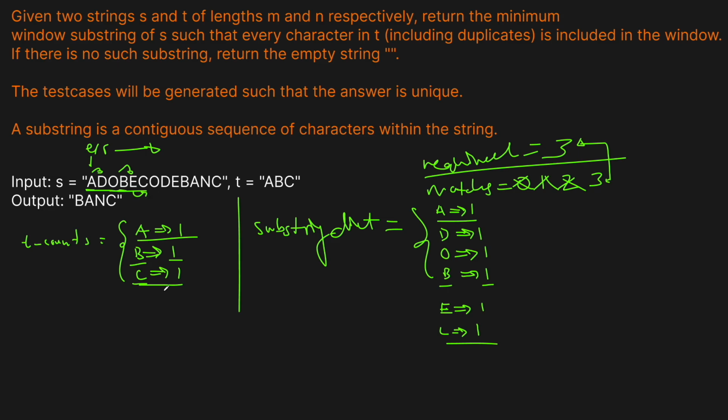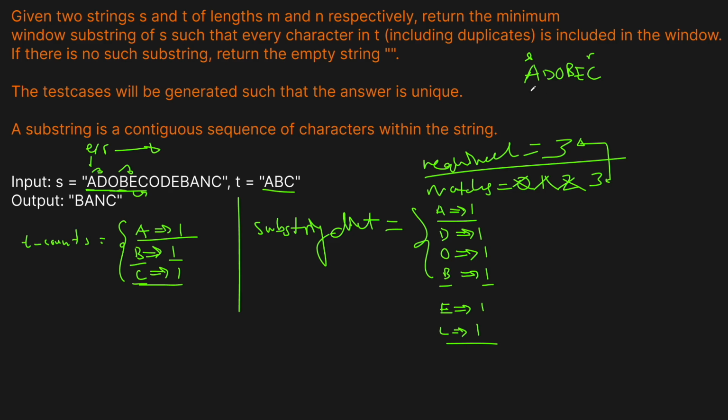So what we want to do now is we have the substring A, D, O, B, E, C. And we know that this substring works, right? Because it has the exact counts for A, B, and C that we want. But we want to see if we actually took too many characters here. So remember, our right pointer is at this C because we moved the right pointer up each time. But our left pointer remained here at this A.